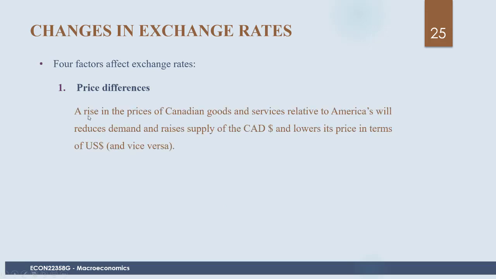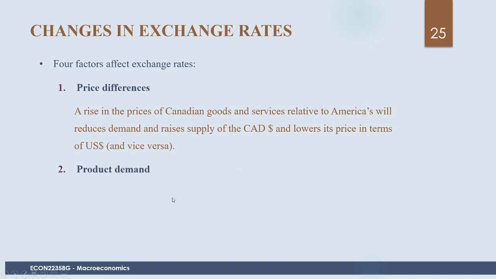So price differences. If there's a rise in the prices of Canadian goods and services relative to America's, that will reduce demand and increase the supply of Canadian dollars. And so this is going to lower its price in terms of the US. So just think of it here. If for whatever reason our goods became more expensive, maybe we've become inefficient or we've had some kind of a cost increase, well, then less people from the US are going to want to buy from us. Okay. And so less people are going to want to buy Canadian dollars, so what's going to happen then is the demand curve would shift to the left.